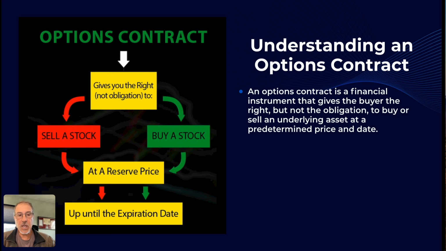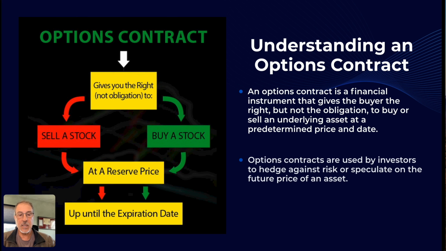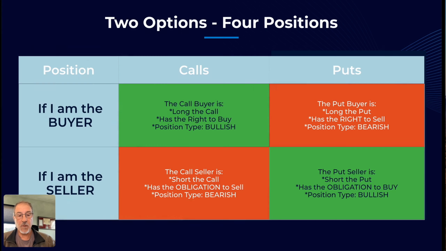So an options contract is a financial instrument that gives the buyer the right, but not the obligation, to buy or sell an underlying asset at a predetermined price and on a predetermined date. Options contracts can be used by investors to hedge against risk, essentially buy insurance. We'll look at that in just a moment. Or to speculate on the future price of an asset.